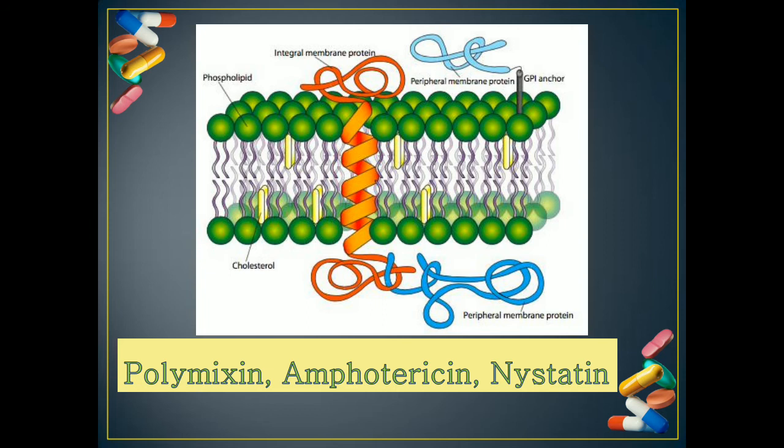Some of the examples include polymyxins. We have several types of polymyxins like polymyxin B and polymyxin E. So all the polymyxins, nystatin and amphotericin are some examples of antibiotics which disrupt or disintegrate the cell membrane of an organism.